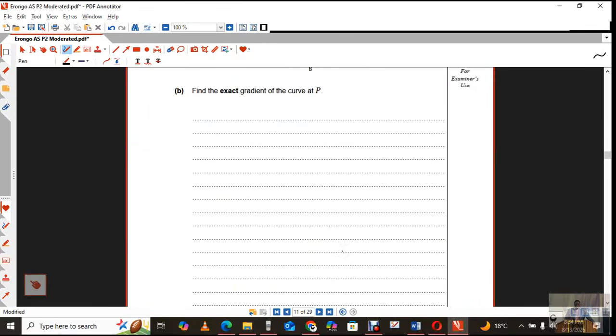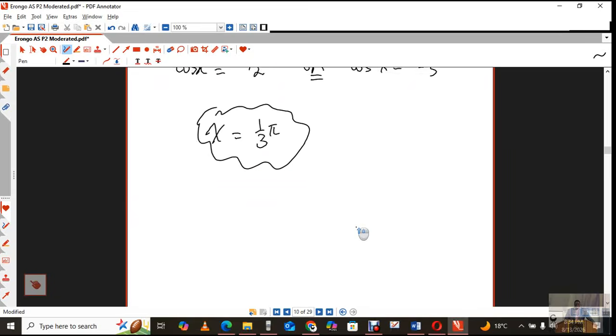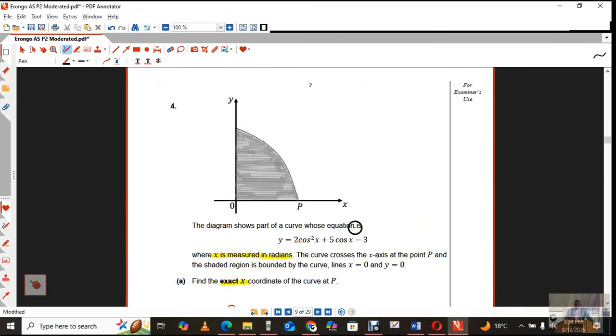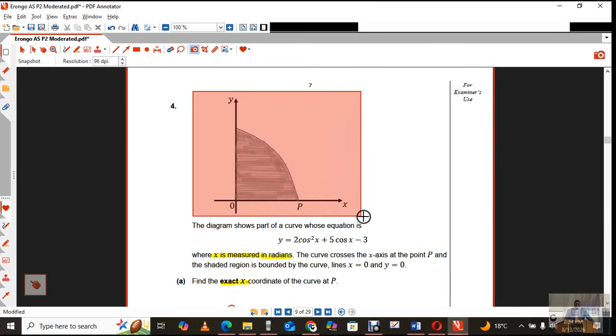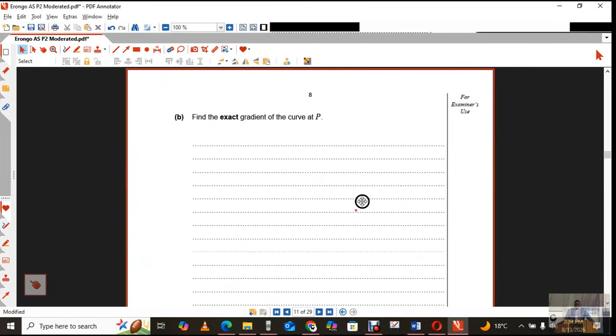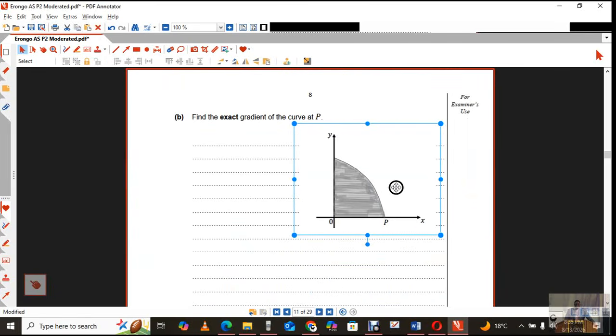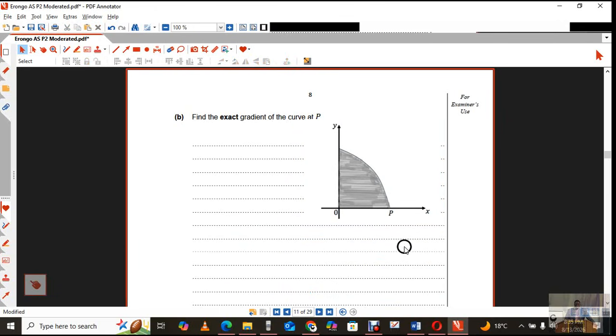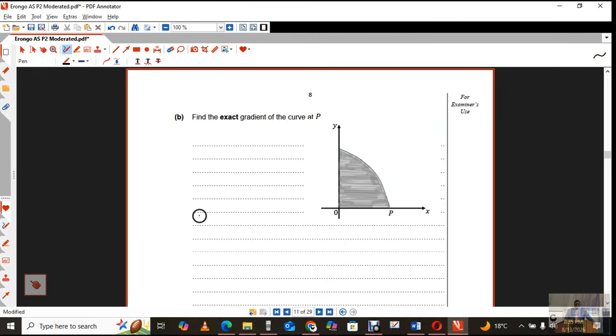They say now find the exact gradient of the curve at P. I think I should bring down that diagram. Let's just see if I can take a snapshot of the diagram so I don't have to go back and forth like this. I'm just going to paste it somewhere over here, make it a little bit smaller for it to fit. Right, what do we know? We know that the value of x here is pi over 3 because it's in radians. They want us to find the gradient of the curve at P.